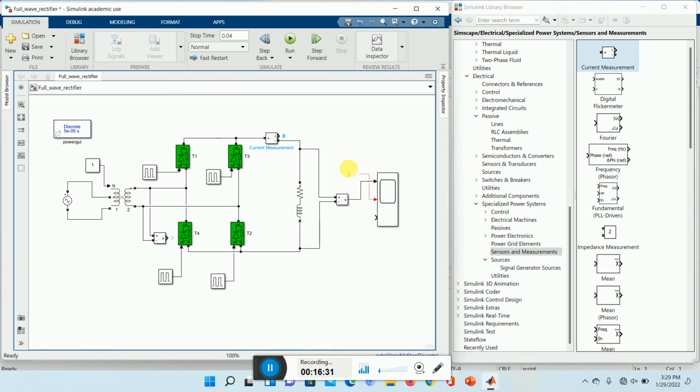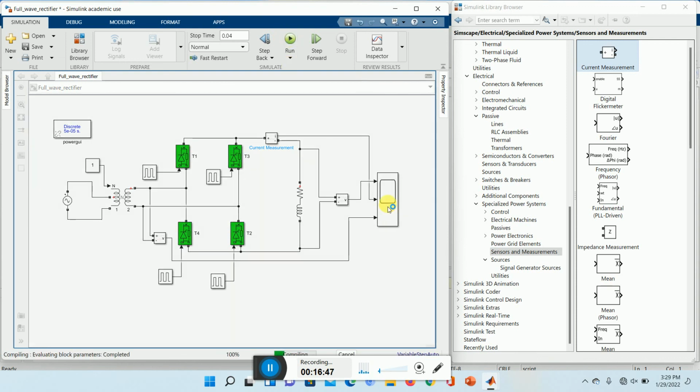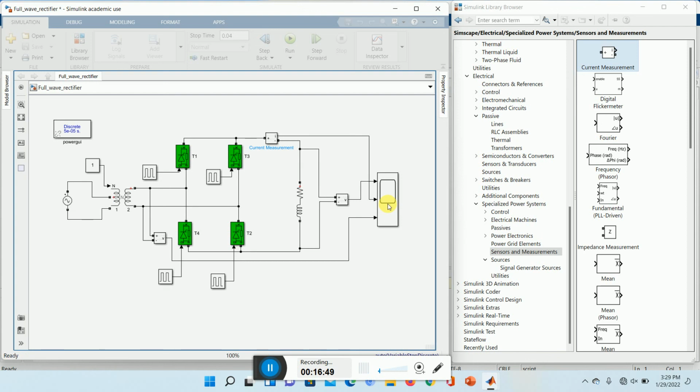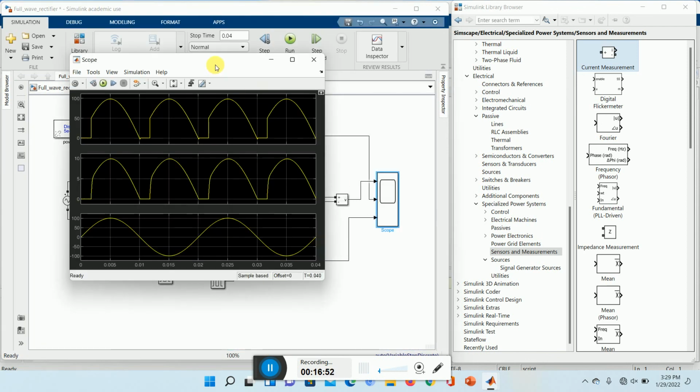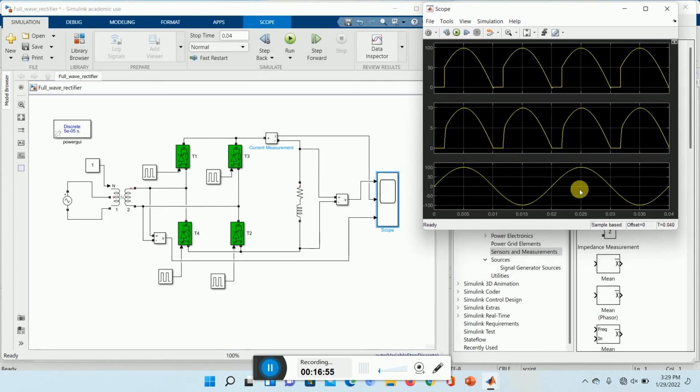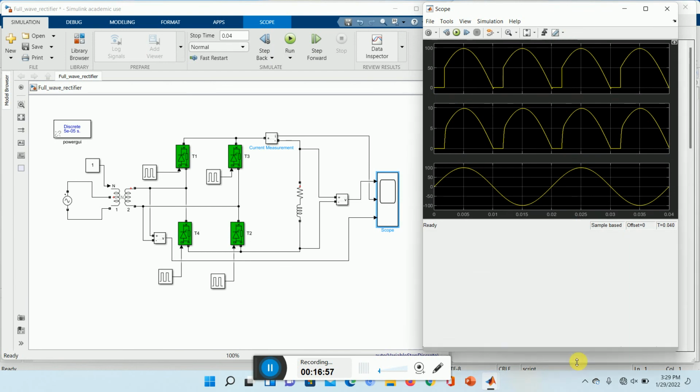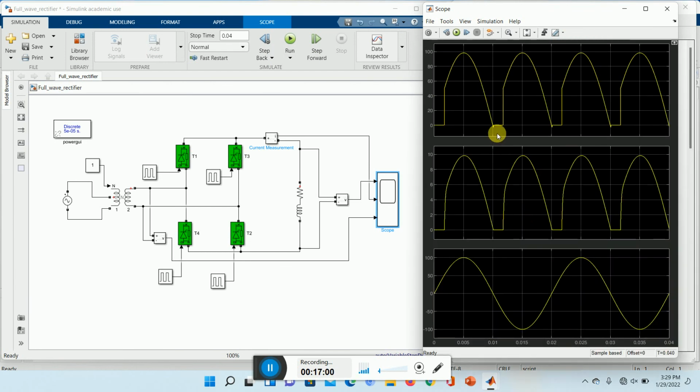So let us see first the output voltage, then the output current, then the input voltage. The input voltage is in the secondary of the transformer, which is the same as the primary of the transformer. Now let us run the simulation. We are not getting any major difference in the output voltage. We got a small glitch over here. There is a negative voltage and not so much difference.